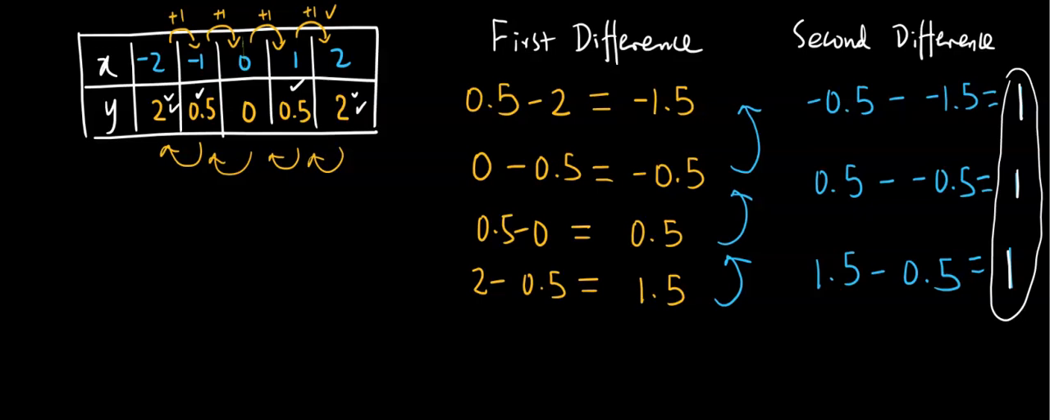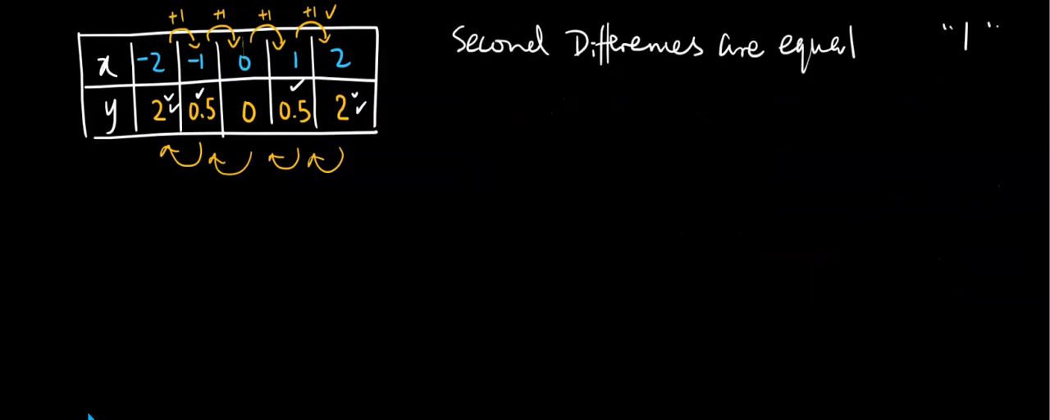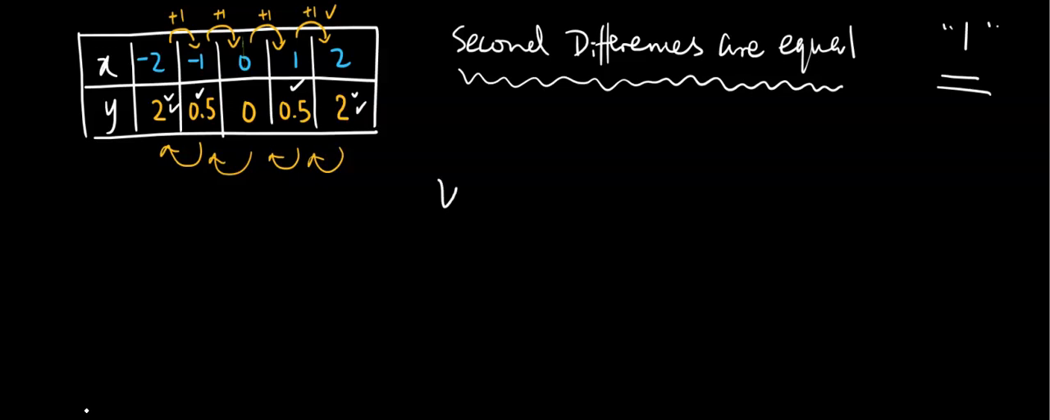Now, let us do our second task. Our second task for this video is to write a function rule. Since we determined it is a quadratic, we're going to use the quadratic form, and we're going to use what we discovered earlier: the second difference is equal. This second difference is 1. So let us write our quadratic form.